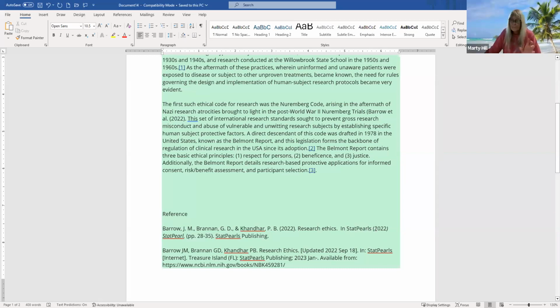The author is StatPearls, which is also the publisher. And then we provide the name of the book, the page numbers of that chapter, then the publisher's name. If you sit back and think about it this way, you're learning to become a researcher, and you are finding that going out there and doing all this research is very time consuming.